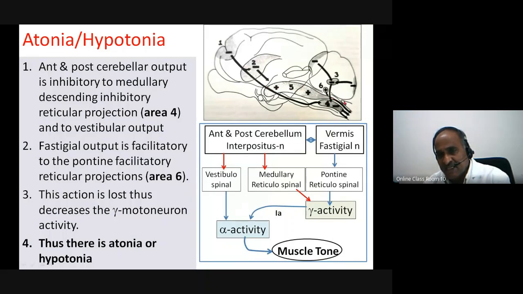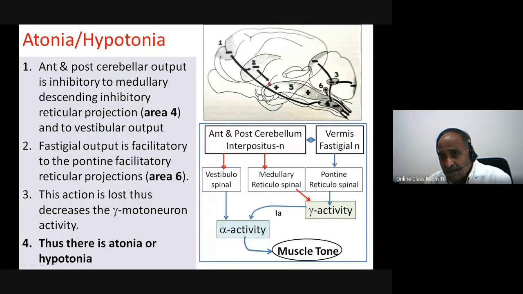This is facilitatory, the plus plus. You just see that plus plus. And number 4 is the medullary inhibitory center. These two things are projecting onto the gamma motor neuron here. I have just brought these two things. This medullary reticulospinal tract is inhibitory. It is sending inhibitory information to the gamma motor neuron activity.